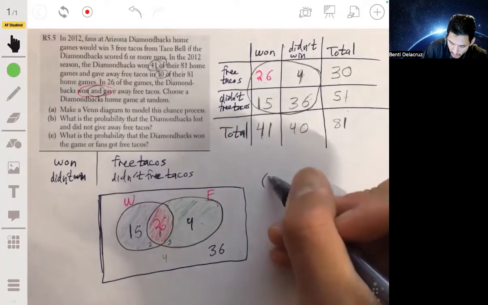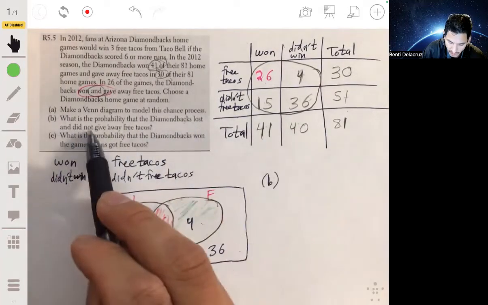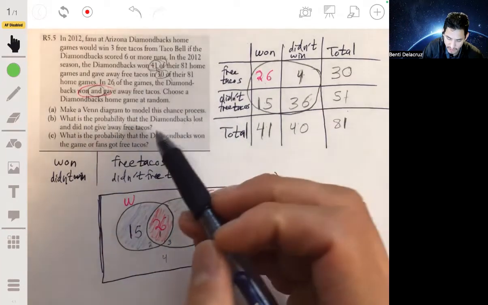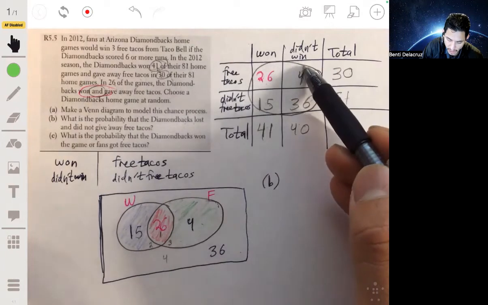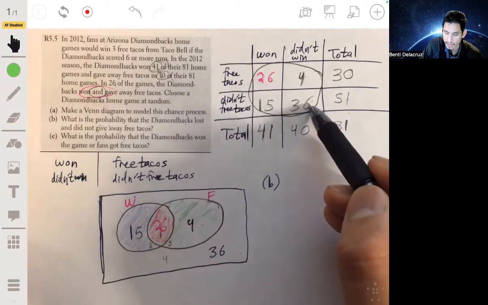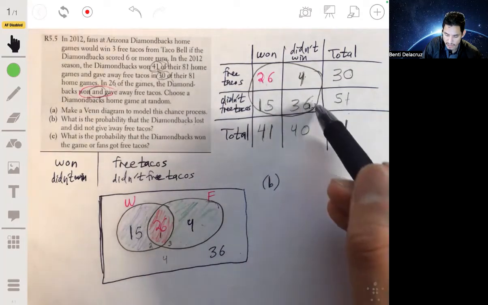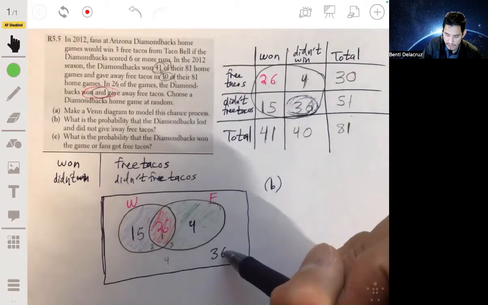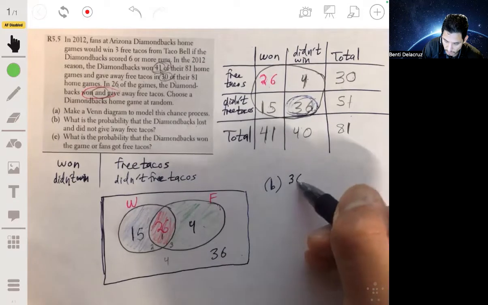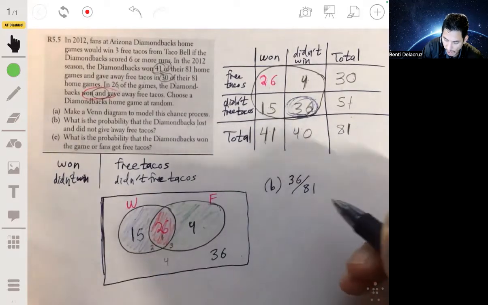Part B. What's the probability that Diamondbacks lost and did not give away free tacos? They lost and they didn't get free tacos. So they didn't win and did not get free tacos. So it's basically neither. It'd be this 36 here. Outside of winning and outside of free tacos, it would be 36 out of 81.